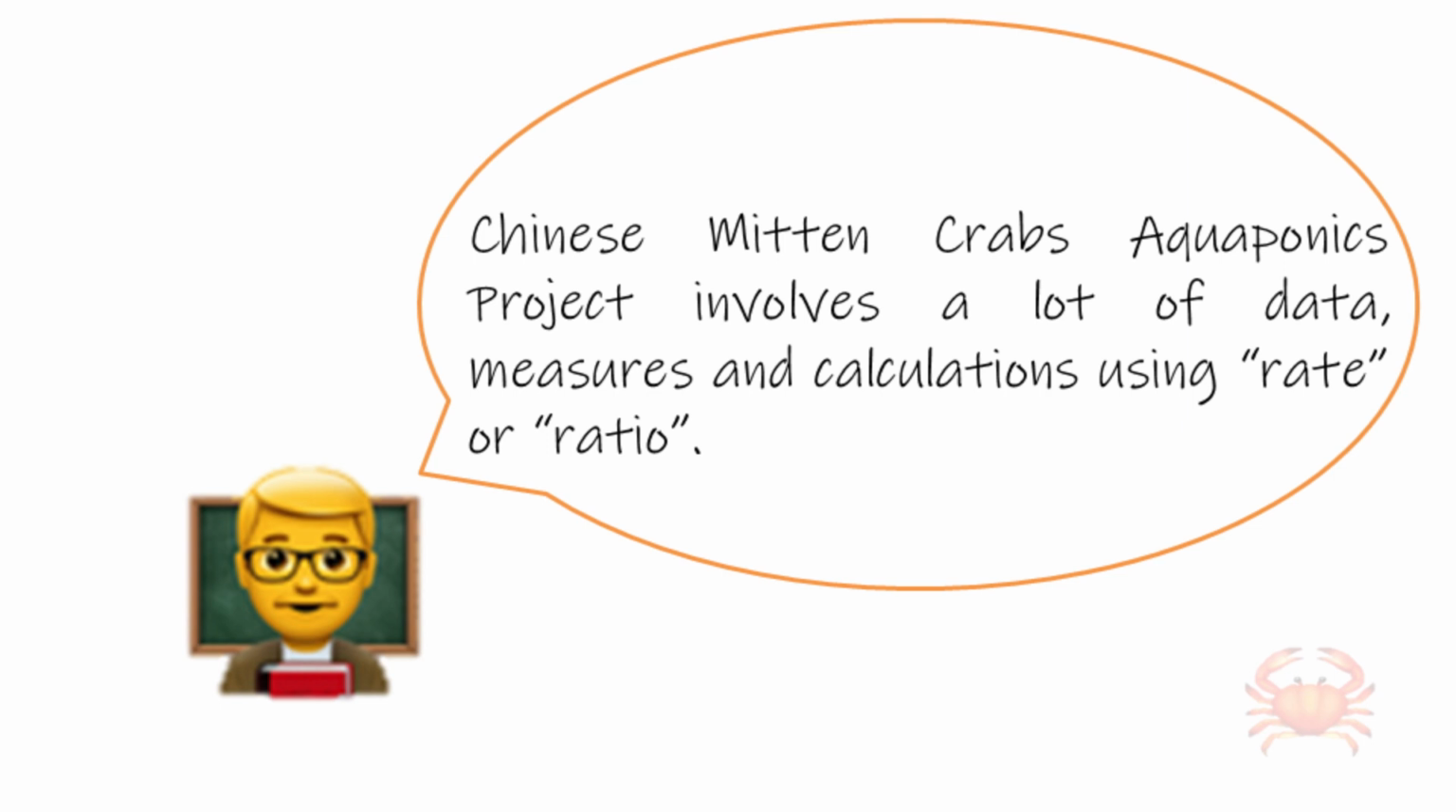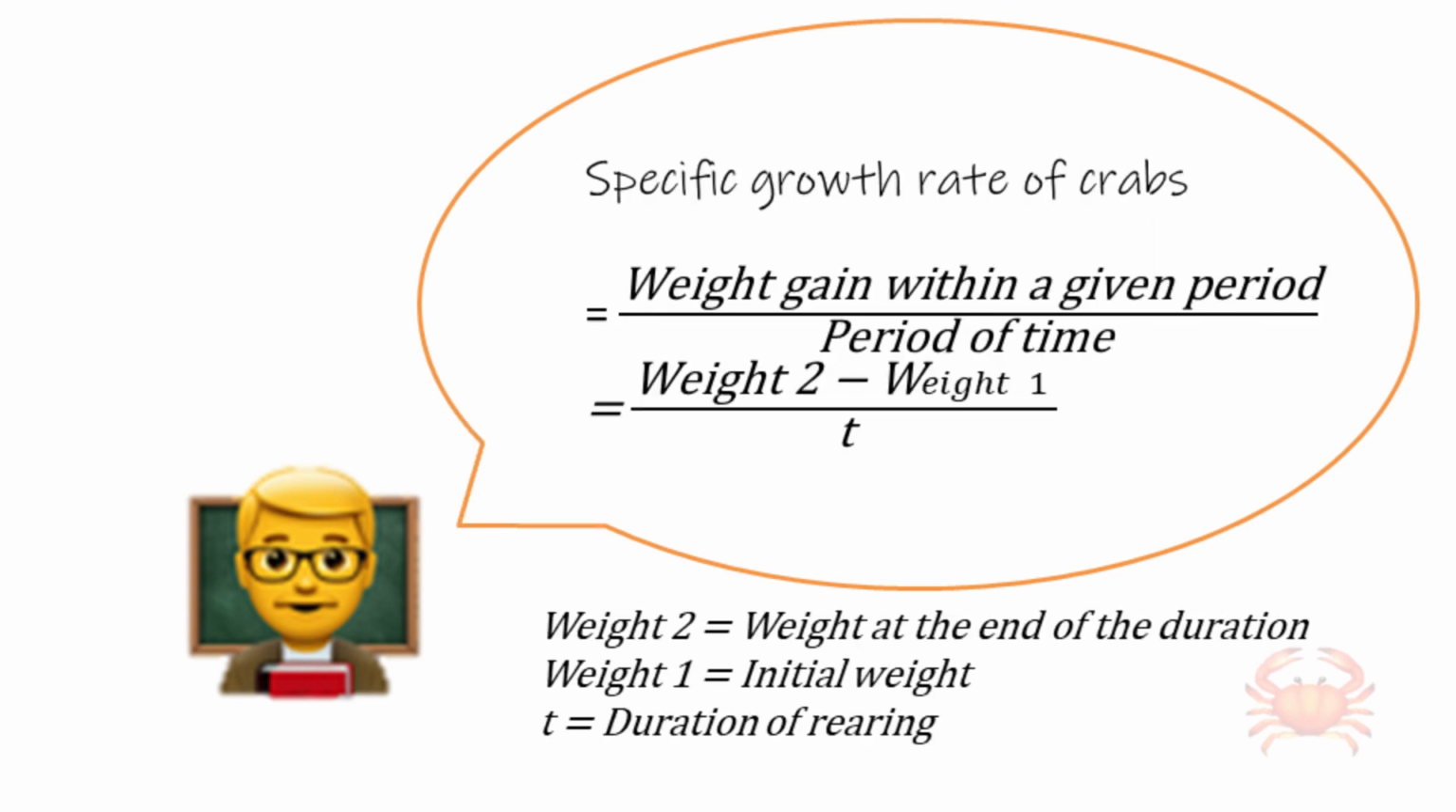As discussed in the last section, the concept of rate and ratio can be applied in most things. And of course, the Chinese Mitten Crabs Aquaponics project involves a lot of data, measures and calculations using rate or ratio. If we want to measure how well the Chinese Mitten Crabs are growing when rearing them in our aquarium, the specific growth rate of the crabs could be calculated as follows: the weight they gain within a given period over the period of time. Weight 2 minus weight 1 over t, whereas weight 2 is the weight at the end of the duration, weight 1 is the initial weight, and t refers to the duration of the rearing.